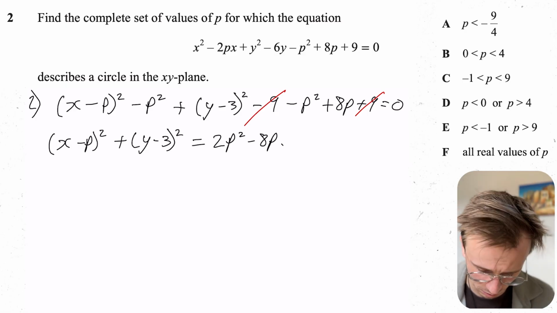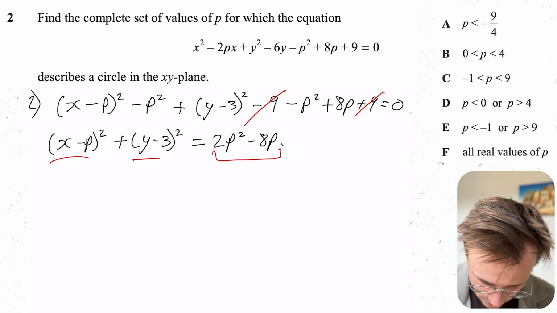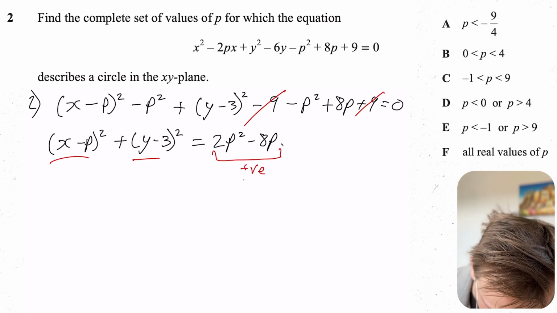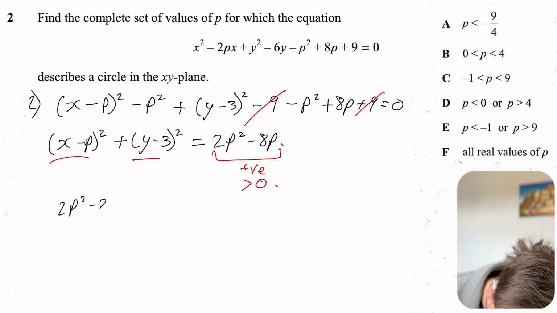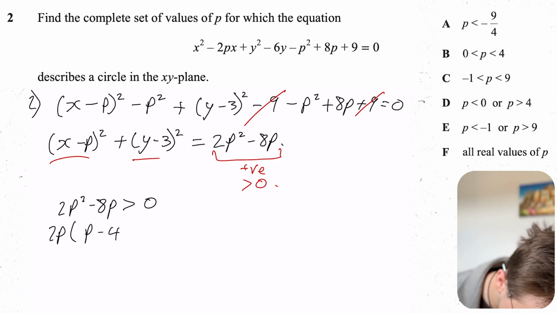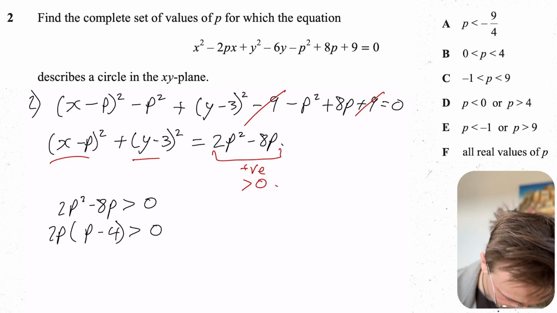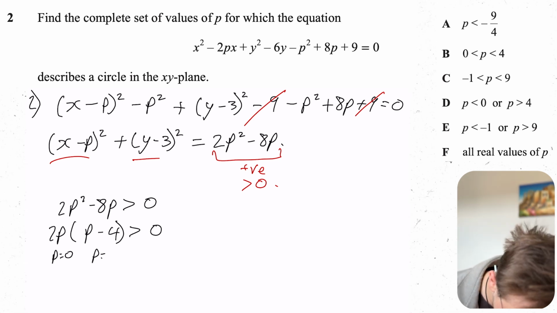And what do we want? It describes a circle in the xy plane. The only condition I know for a circle is that this has to be greater than 0. So therefore I need 2p squared minus 8p greater than 0. I can take out a factor of 2p: 2p, p minus 4 must be greater than 0. So I have 2 solutions to that, p equals 0 and p equals 4.